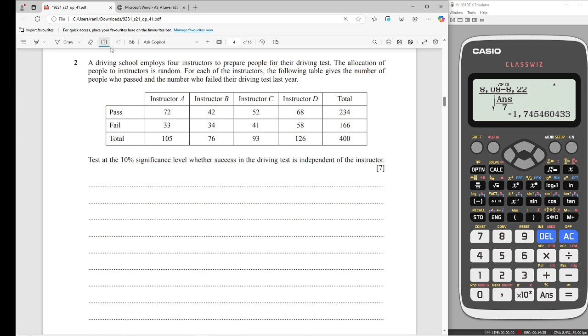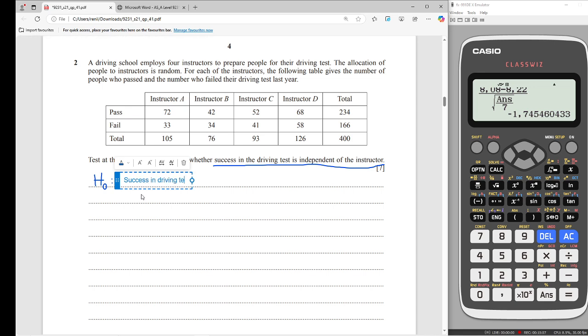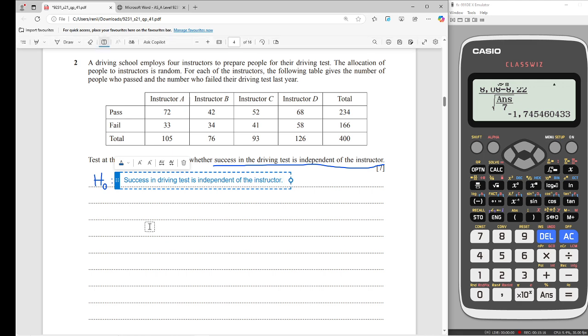Whenever we start a test, I'd like to mention the null and alternative hypothesis. So I mentioned them in blue. So H null. What will H null say? H null will say that success in the driving test is independent of the instructor. So we can write over here: success in driving test is independent of the instructor. Right, that's the first one, which is the null hypothesis.